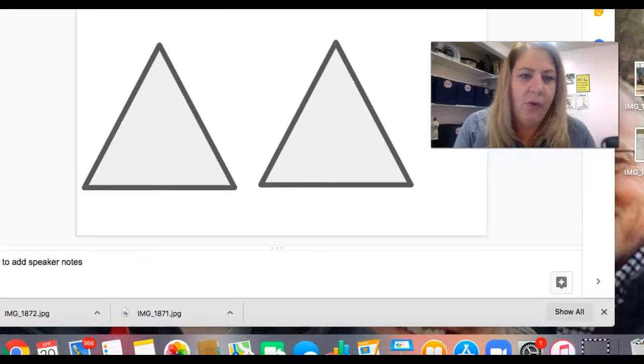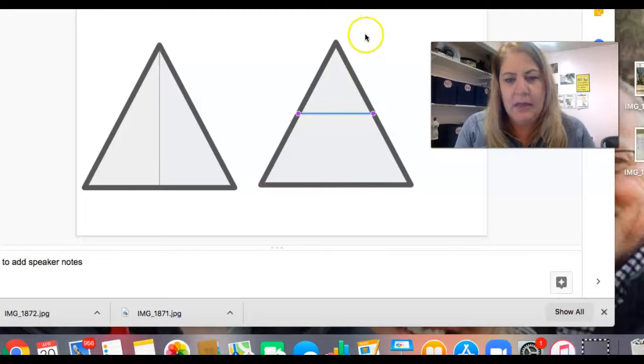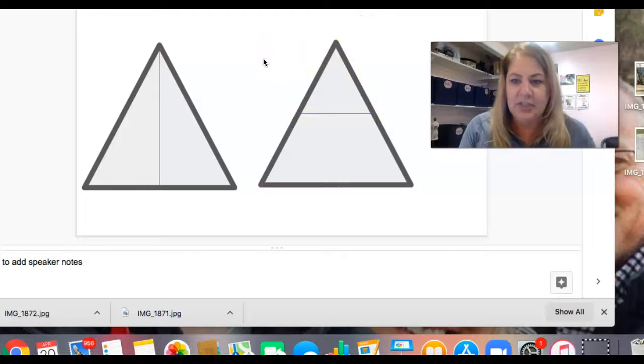So one way that we could do it, and this is going over my screen, there we go, would be to cut it like this. And another way we could do it would be to cut it like this. Okay. Now, let's take a look at these two pieces of cheese here.